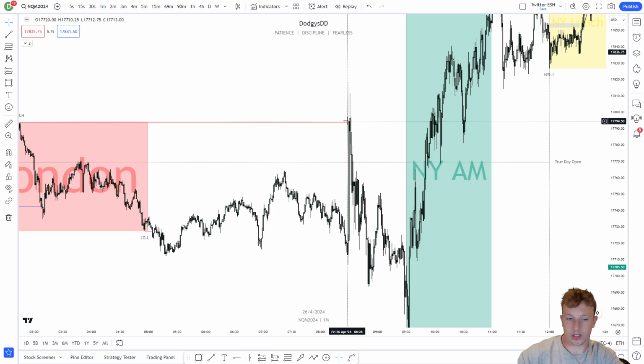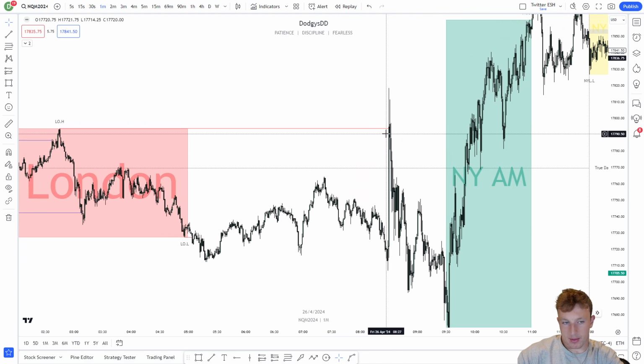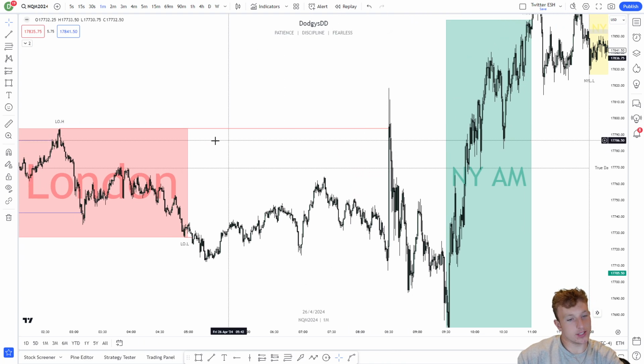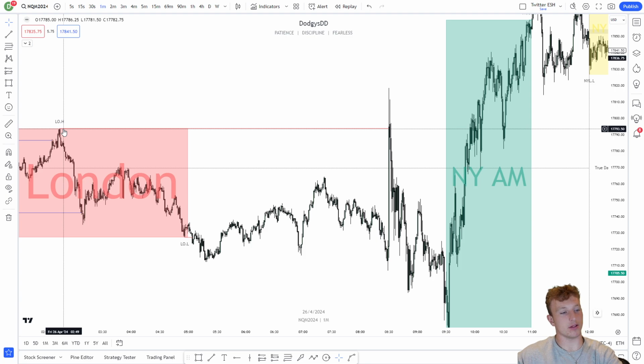Why? Because it's just such a good liquidity pool. It's where a lot of stop losses rest. A lot of people place their stop loss above the London kill zone high, and a lot of people place their stop loss below the London kill zone low. And if the market wants to reverse, where does the market need to target? It needs to target stop losses. So London high and London low are just another example of a liquidity pool you could be using every day if you chose to.